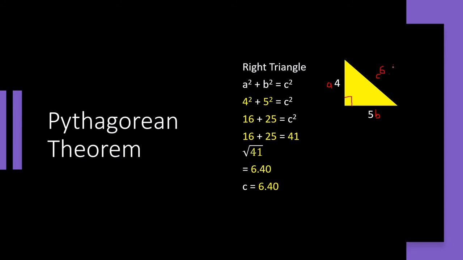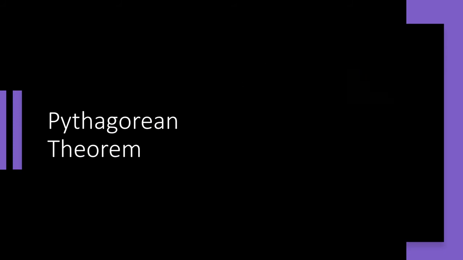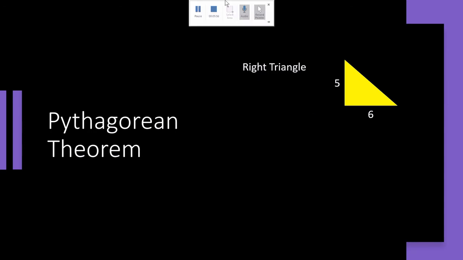Okay, and it makes more sense now, because this is 4 and this is 5 and this is 6.40, so this is a lot better. Okay, let us look at one more example now. I have this triangle right here, my friends, and remember that it has to be a right triangle, the one we use to apply the Pythagorean theorem.